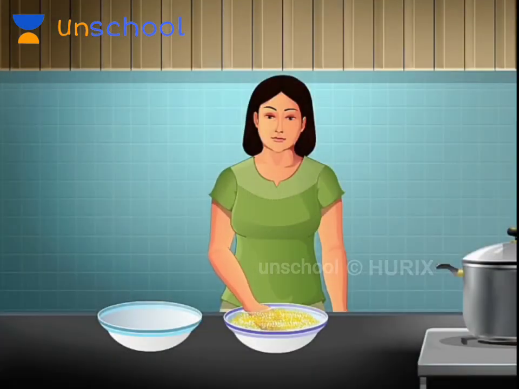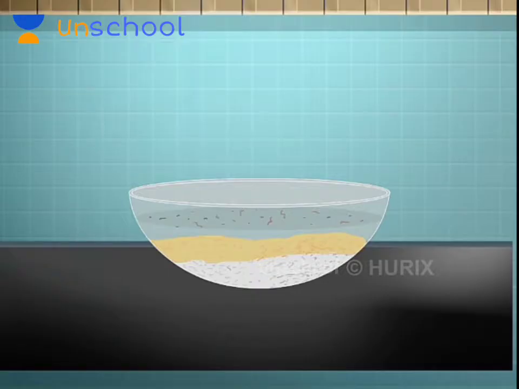James sees his mom soaking rice and lentils in water. After a while, unwanted substances such as dirt and husks dissolve in or float on water. Why did this happen? Rice and lentils are heavier than water, so they settle down.